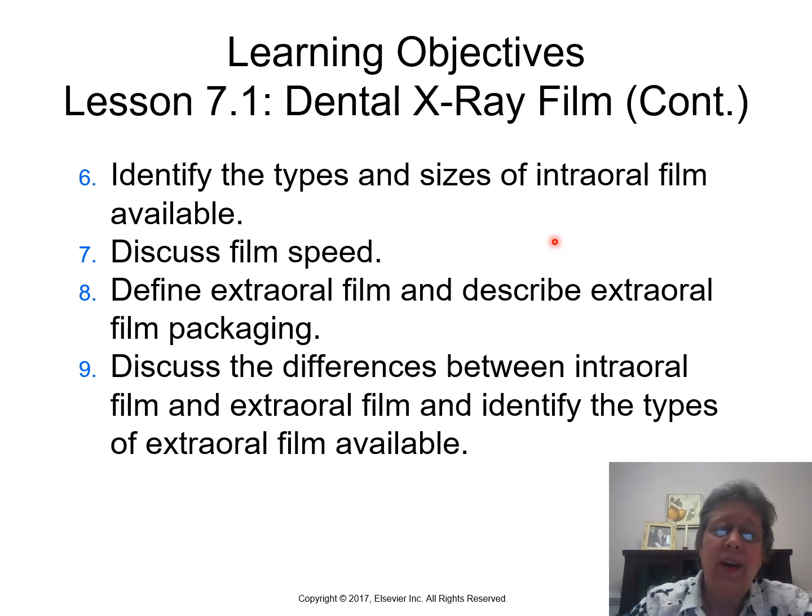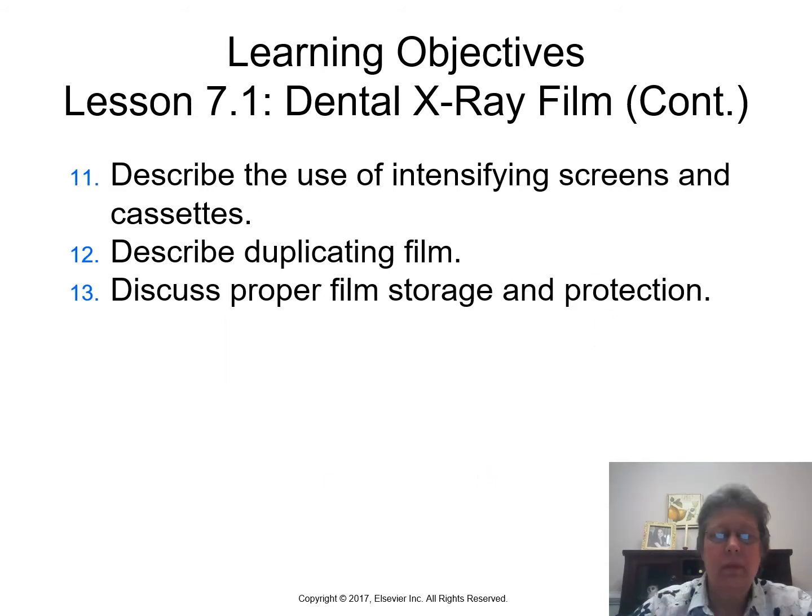We're going to define extraoral film and describe how it is packaged. And we're going to discuss the differences between intraoral film, extraoral film, and identify the types of extraoral film available. Lastly, we will describe the use of intensifying screens and cassettes. That will be used only for extraoral film. We're going to briefly talk about duplicating film, which is not used in dentistry very much anymore.